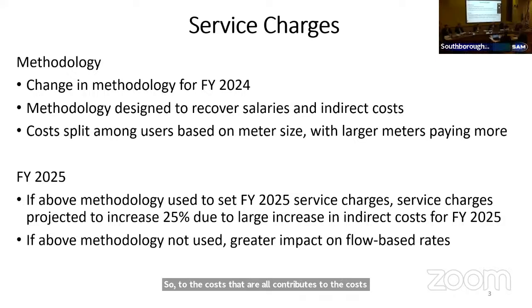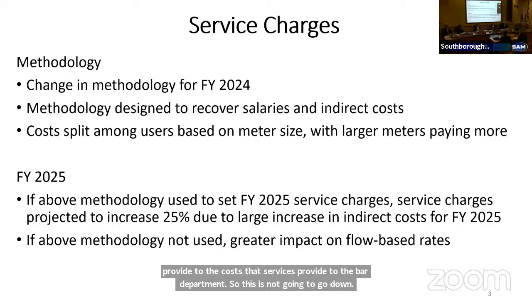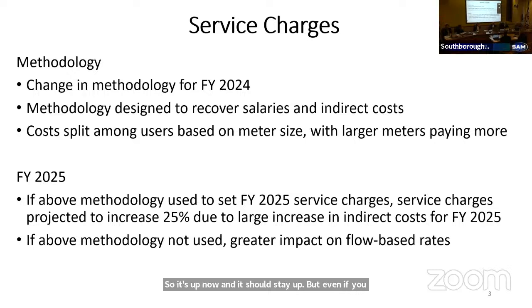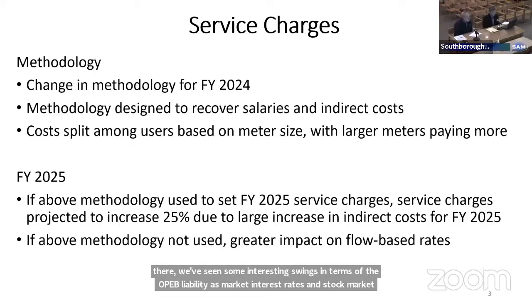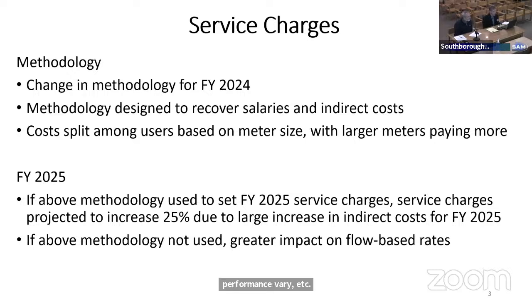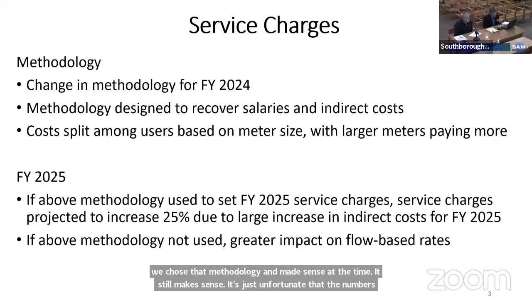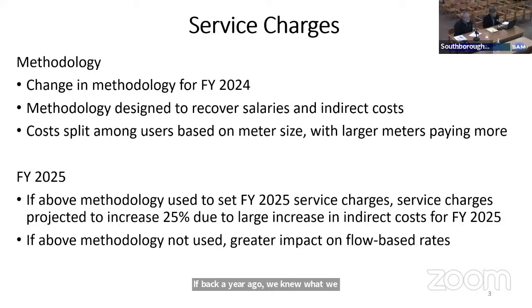But even if you keep the same number of employees in there, we've seen some interesting swings in the OPEB liability as market interest rates and stock market performance vary, et cetera. So it's hard to predict those numbers. When we went through this methodology last year, we didn't know this was going to happen. We chose that methodology. It made sense at the time. It still makes sense. It's just unfortunate that the numbers are a little different. If a year ago we knew what we now know, we would have set the base charge a little bit higher.